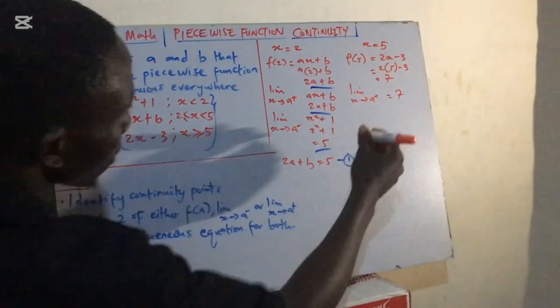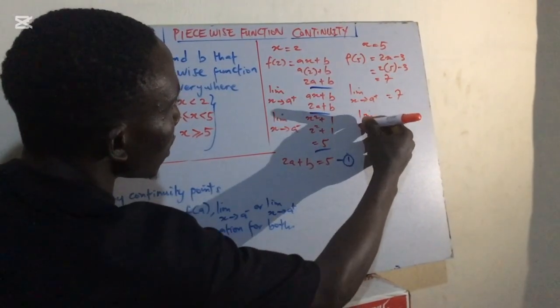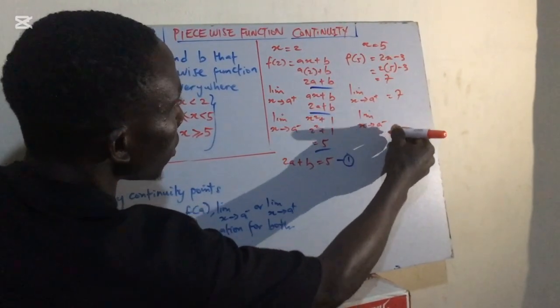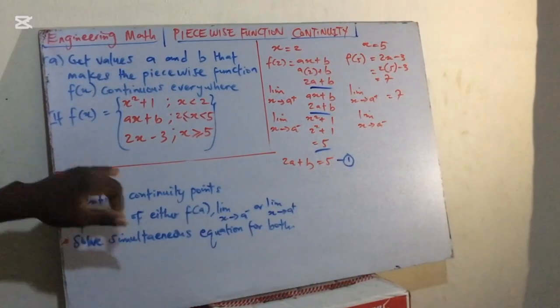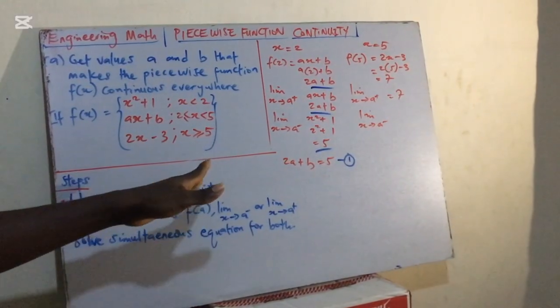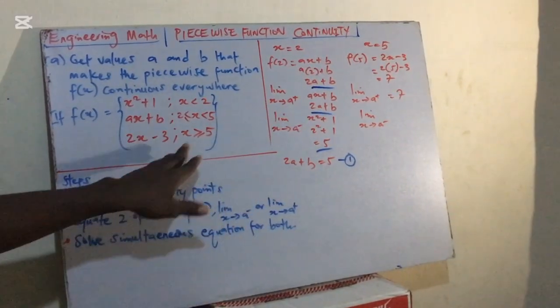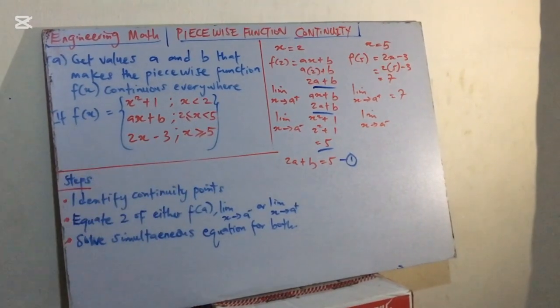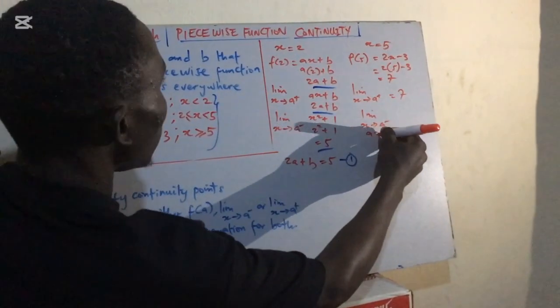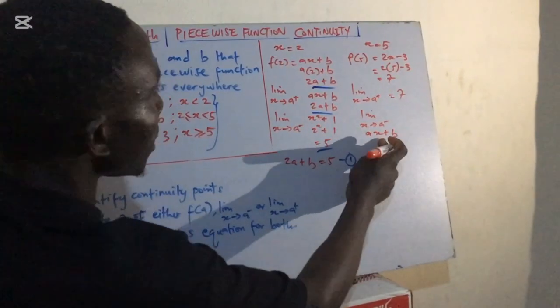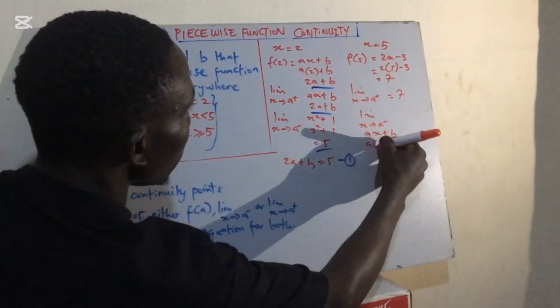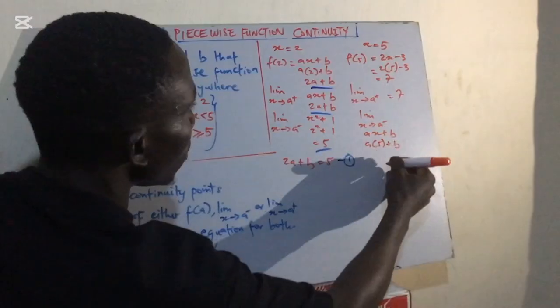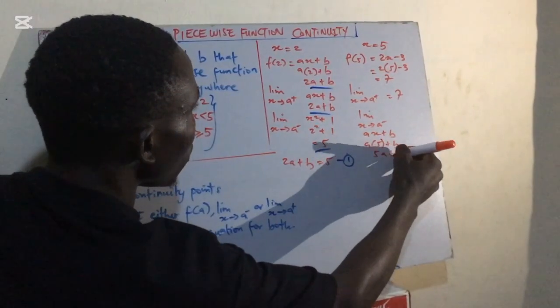Now let's do for minus. Limit as x tends backwards. So that will be the one that now will be less than a. That means less than 5. So what is less than 5 here? It is here, x less than 5. So we are using this, which is going to be ax plus b. And what is x? 5. That means a 5 plus b. So which is 5a plus b.